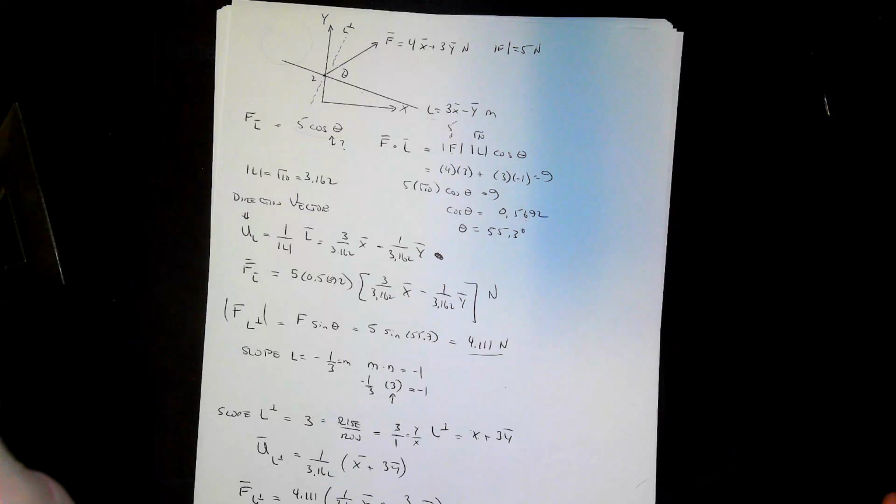Given any direction, once we know its slope, we can find the perpendicular direction. So if this becomes like an x in a new coordinate system, bam, we can get the y very easily, because the slope of this times the slope of that has to be minus 1.